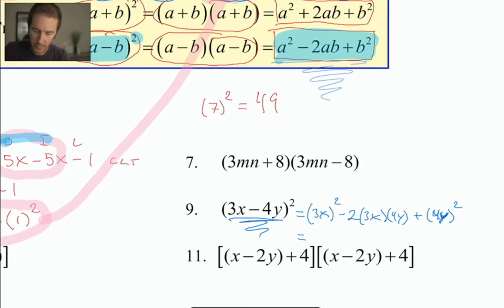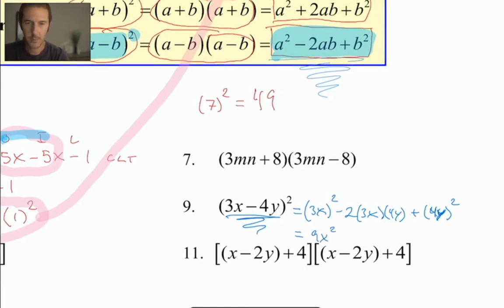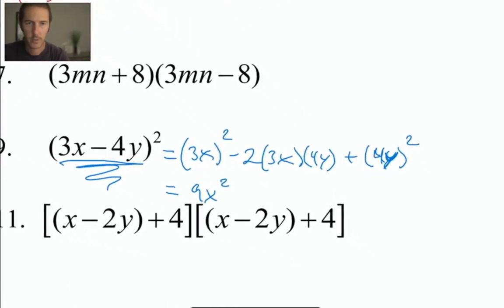3x times 3x makes 9x squared. And then I've got a negative 2 times a 3 times a 4, which is negative 24. And there's a multiple of x and a multiple of y, plus 4y squared. That's 4y times 4y, which is 16y squared.